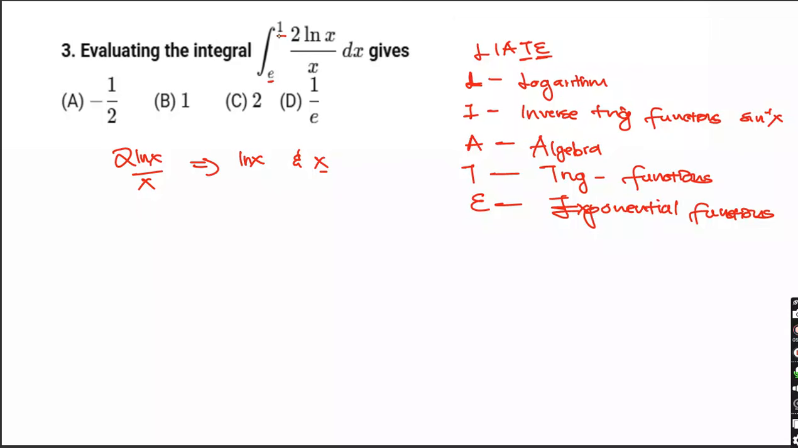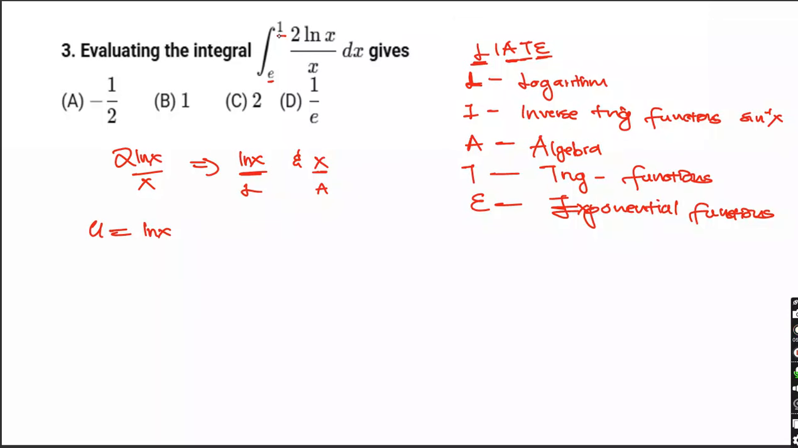Looking at the functions that we have, ln x and x, ln x is in the form of logarithm and x is algebra. Which is coming first here? You can see that L is coming before A. So we are going to use u to be ln x, not x. So we are going to say u is equal to ln x.